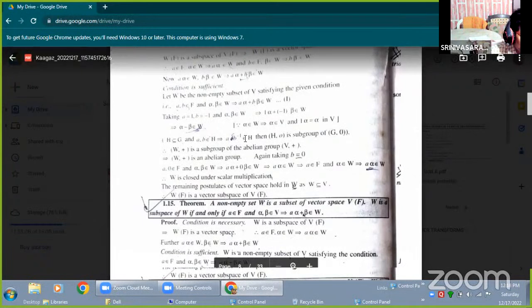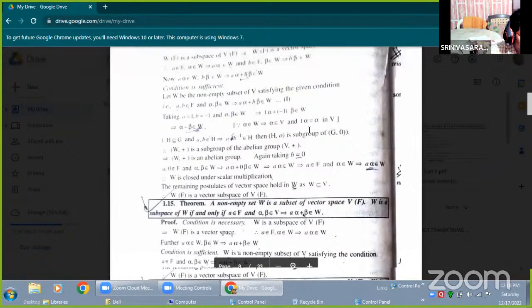Alpha minus beta. And for scalar multiplication and the identity part: alpha belongs to W means alpha belongs to V, and the identity element is 1, so 1 into alpha equals alpha. Now comparing this with the subgroup criterion: H is contained in or equal to G, a and b being any two elements of the subgroup, a b inverse belongs to H, and G under the operation is a group and H is a subgroup. Therefore, W under addition is a subgroup of the abelian group. In the same manner, W under addition is an abelian group.